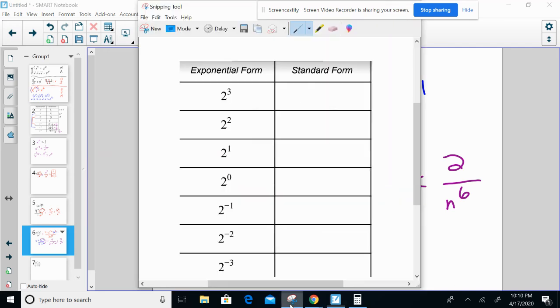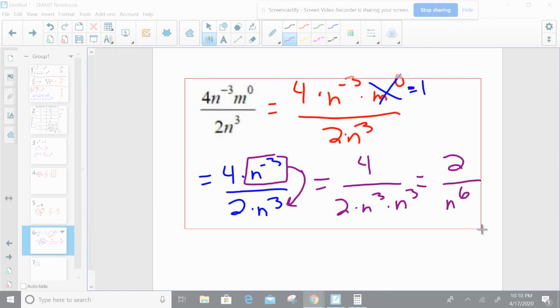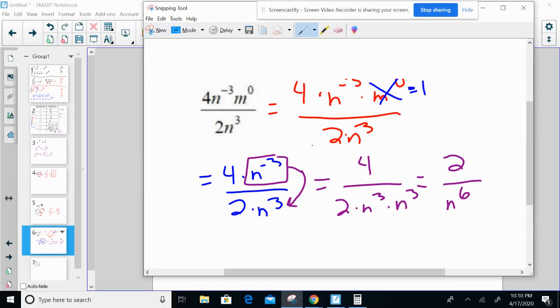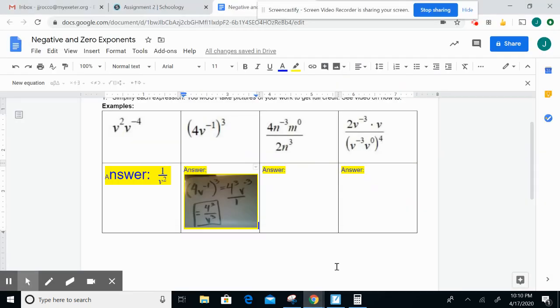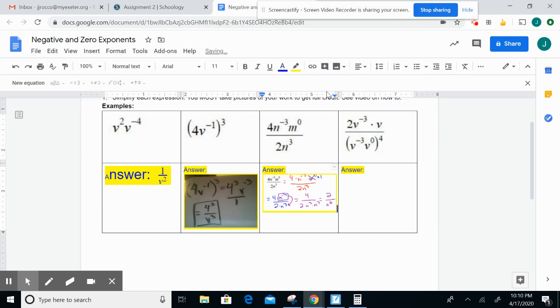Actually, what I can do is, this is another thing you can do if you're writing on your computer. You can take a picture of your work, or use the snippet tool and paste. You could do that as well.